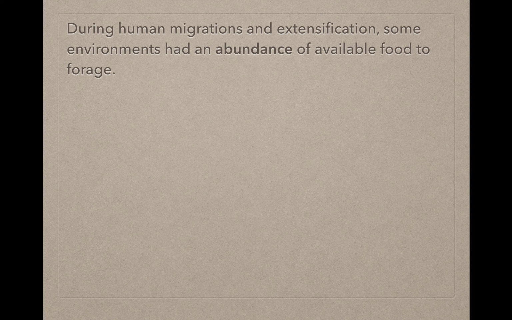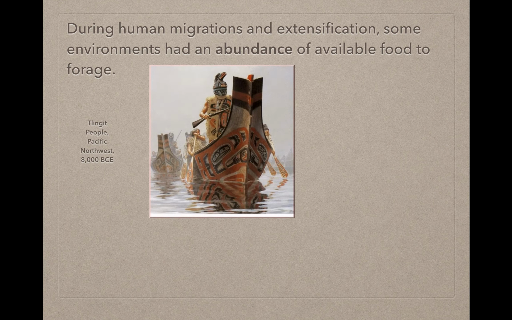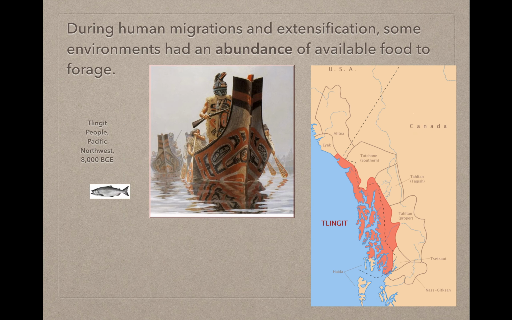Now, one thing that began to happen is some humans found places where there was plenty of food, an abundance of food. A really good example is the Tlingit people, the Tlingit people is the way it's actually pronounced. Right around 8,000 BCE, they really were stationary. If you take a look at this graphic, this is what the Tlingit people look like. They're located in southeast Alaska and northwest Canada. So you can see the red region in the map. They basically survived off of lots and lots of salmon and berries, and there's plenty of food there.